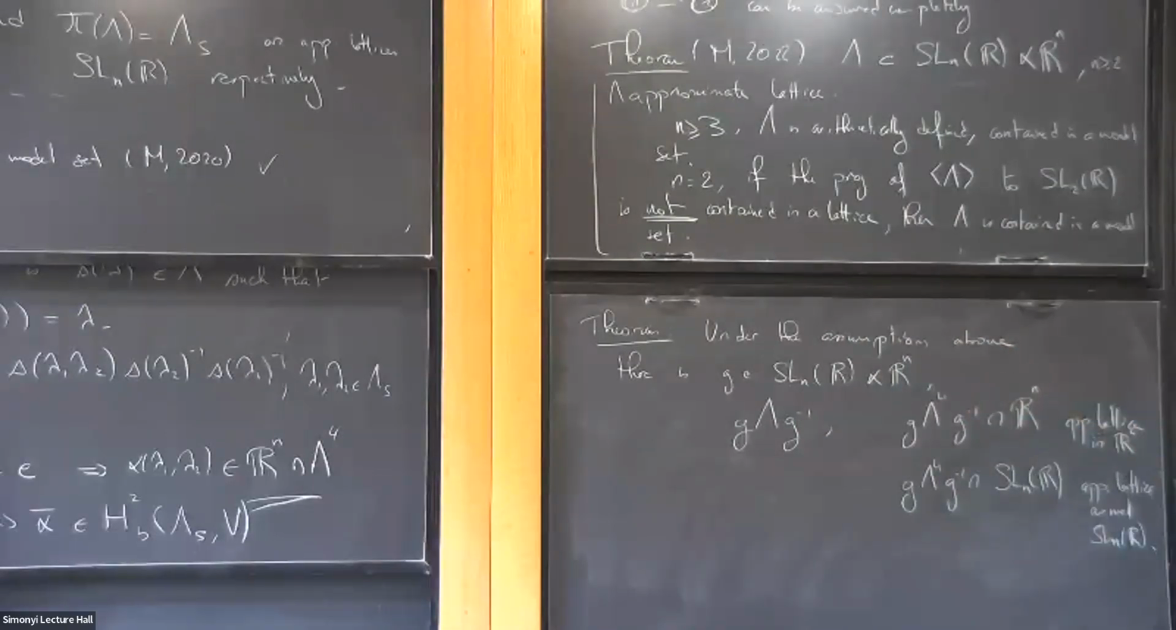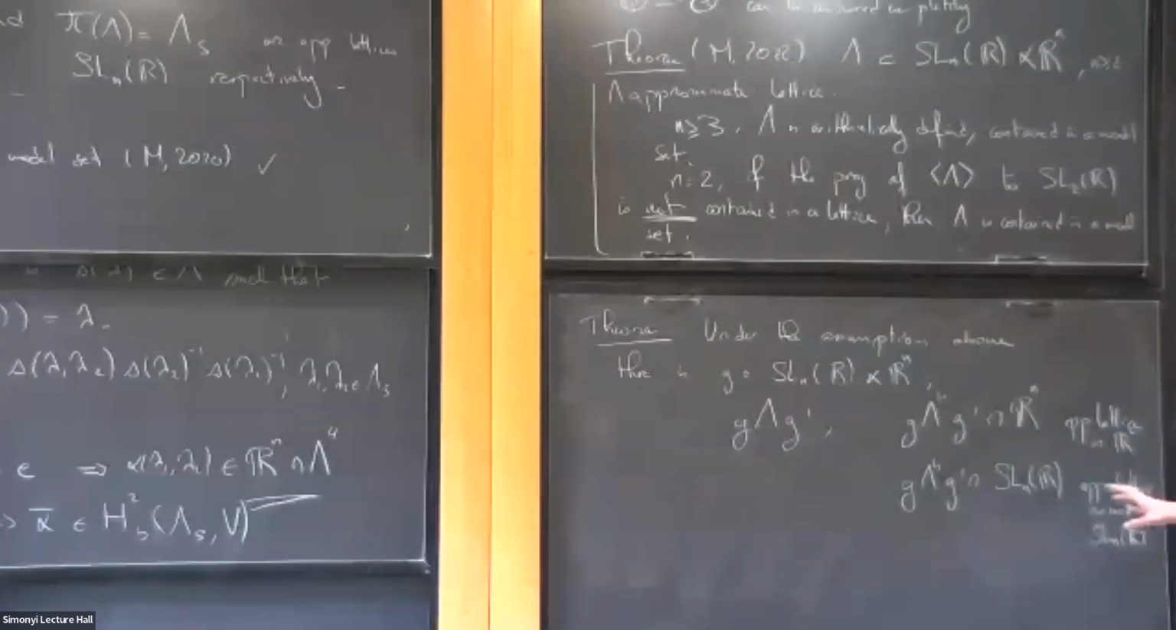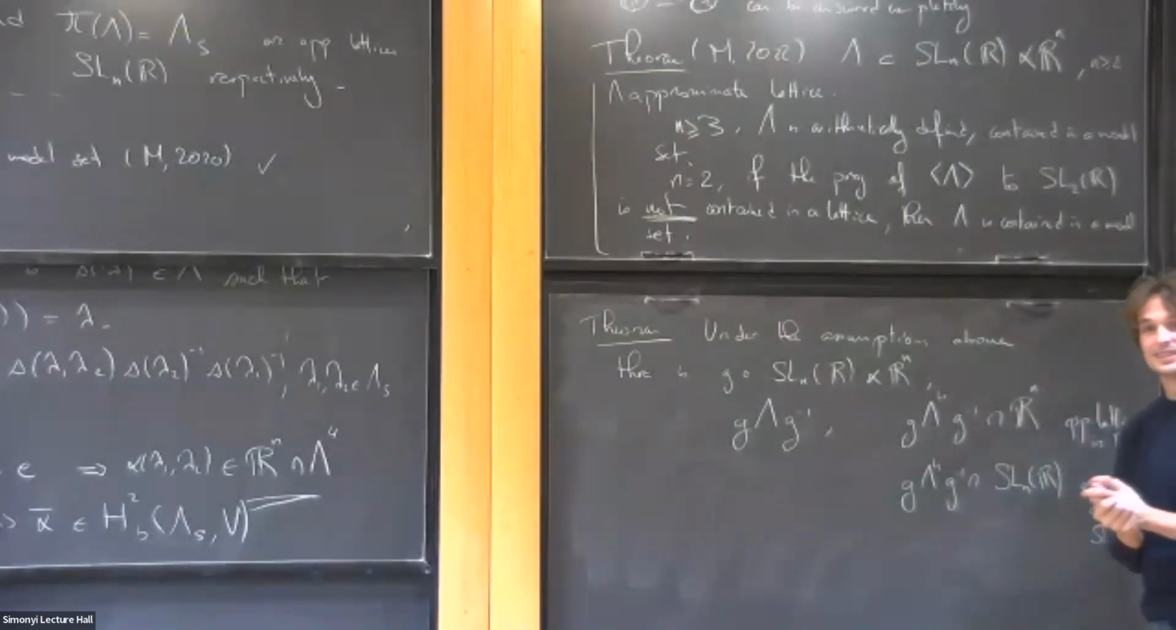But each and every one of these classes is going to give you another approximate lattice in that group. And all of these new approximate lattices are going to have the property that they are not Meyer and they're not arithmetically defined. These are the only counterexamples you can find, and they're all parameterized by this very nice object. Okay, so that's it.